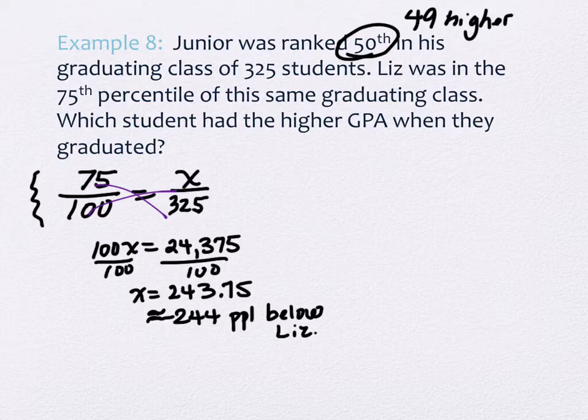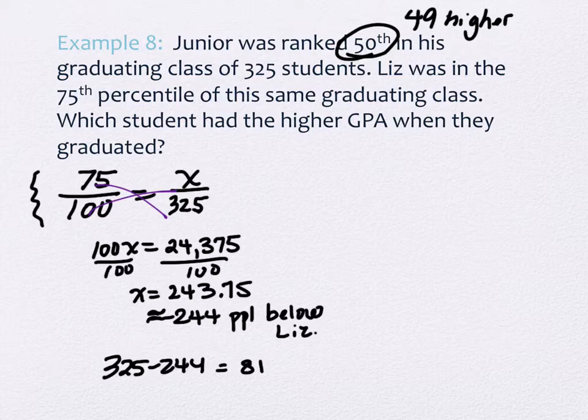So I know how many people are below Liz, and I know how many people are above Junior. So I'm getting closer. What would I actually need to do to find out the opposite information for Liz? How many people are above Liz? Yeah. So if I took my 325 minus the 244, what am I going to get? 81.